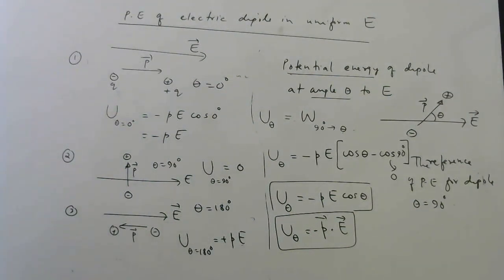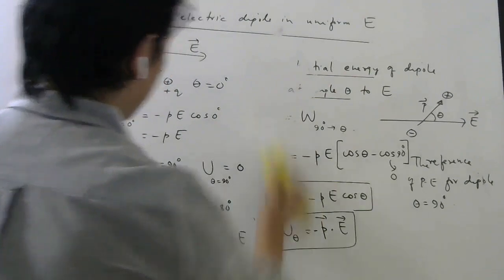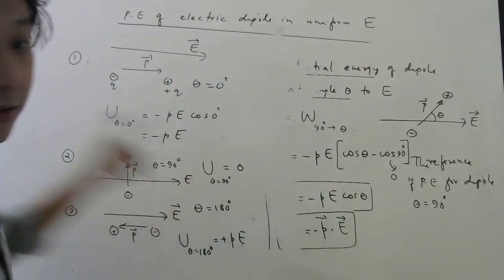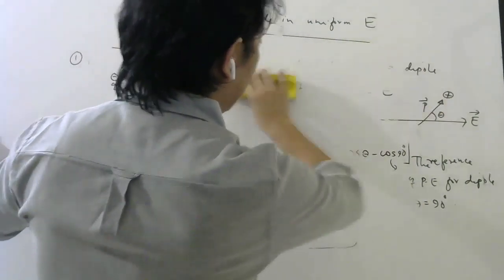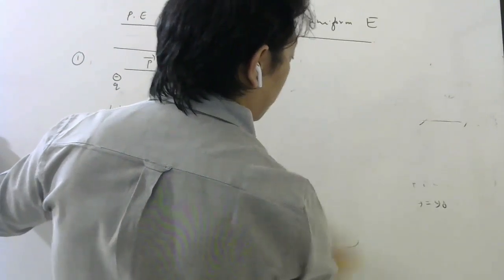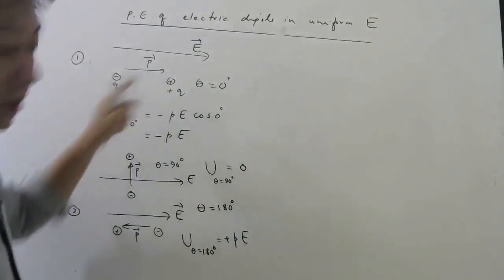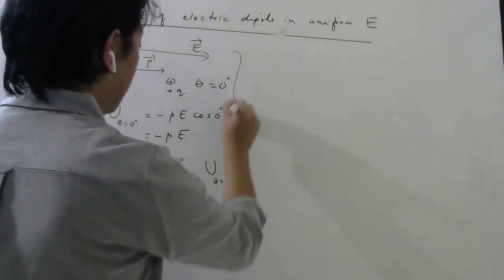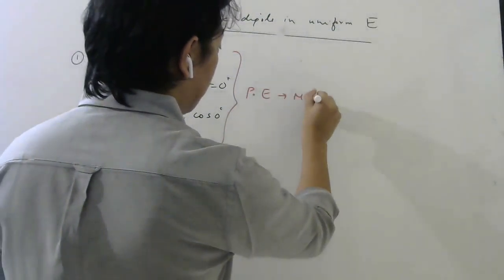Okay students, now if I ask you which one corresponds to minimum potential energy? Some of you may think 0, but be careful. Minus PE is less than 0. So the potential energy of a dipole is minimum when the dipole is aligned parallel to its electric field. So in case 1, the potential energy of the dipole is minimum.